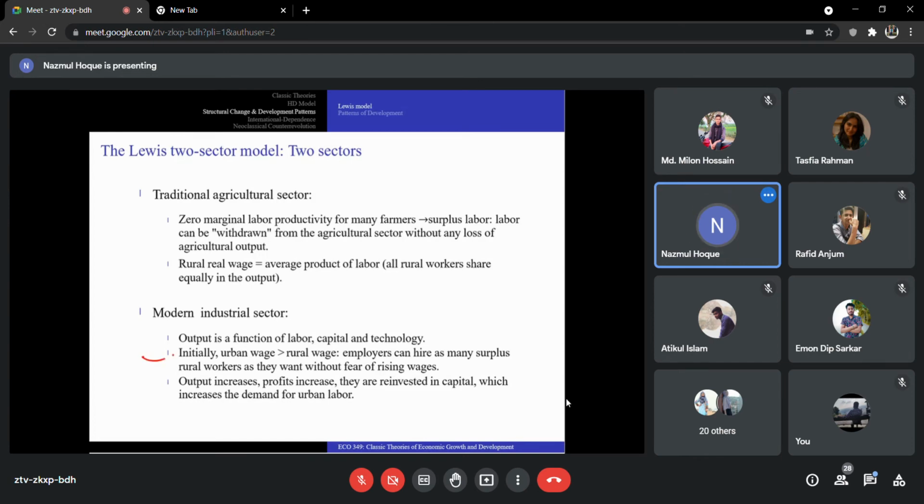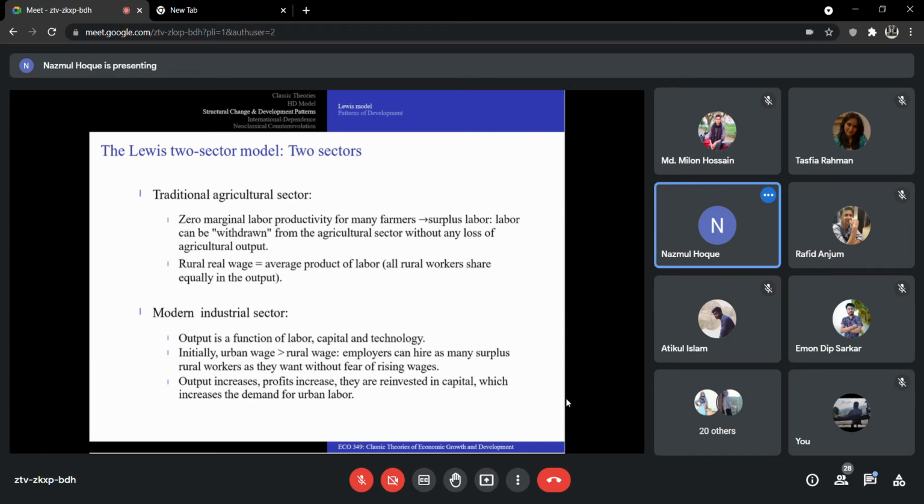So in this case, the labor supply curve for the urban employer or the modern sector is going to be a horizontal line, as long as the economy has surplus labor. Since the labor supply curve is a horizontal line, they're going to hire a number of workers. The demand for labor is going to be determined by the marginal product of labor in the urban sector, and that is going to determine the level of output and the total amount of workers employed.